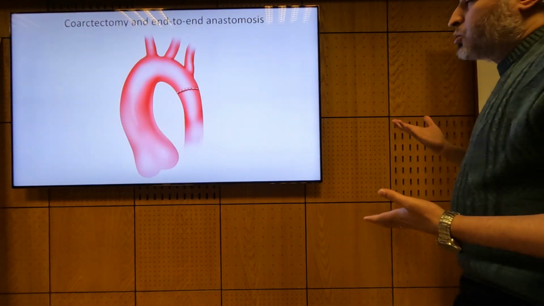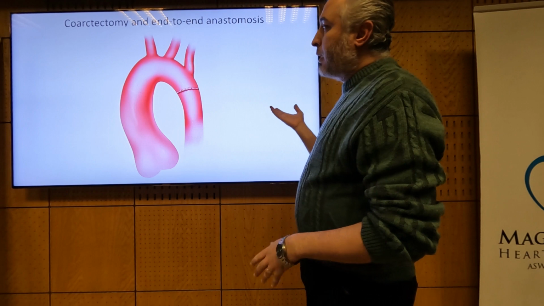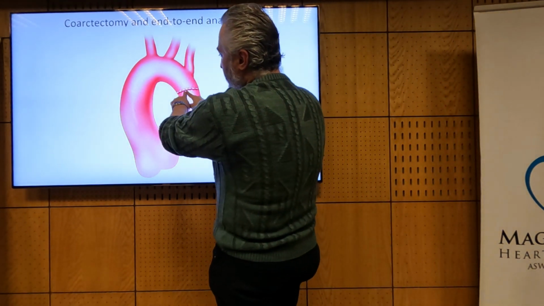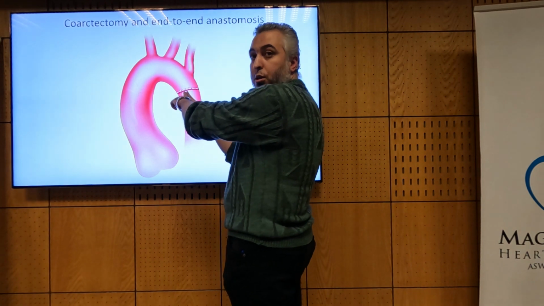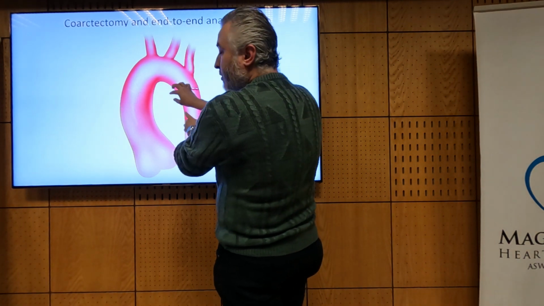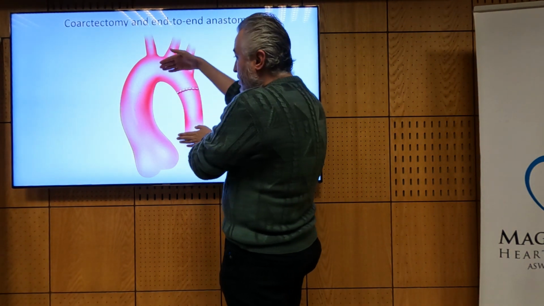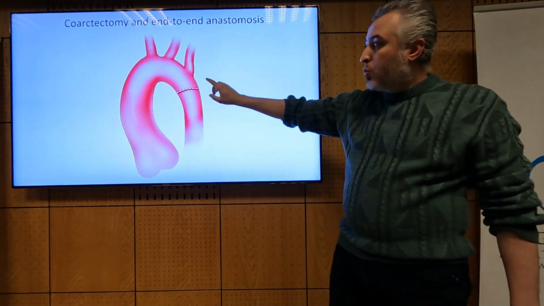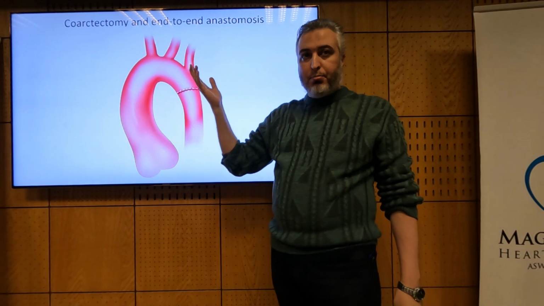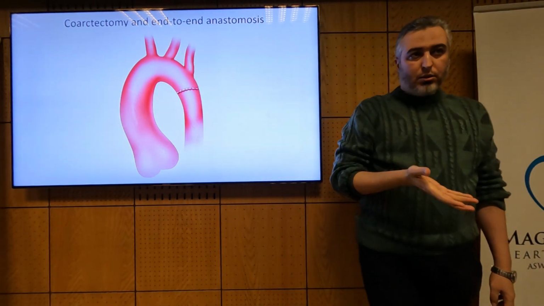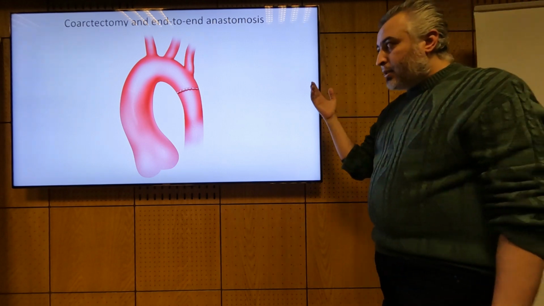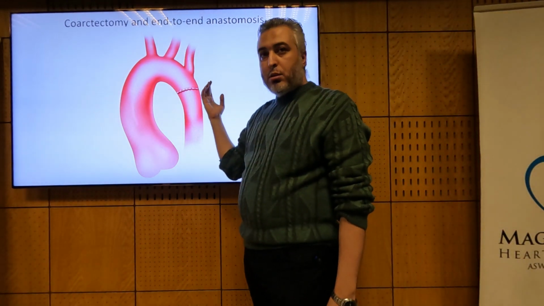So an easy technique to think about here is you just cut off the narrow part of the isthmus, the localized coarctation, and then you connect the two ends together. This is coarctectomy with end-to-end anastomosis. Quite an easy procedure, does not take a lot of time, but it has a really high risk of recurrence.